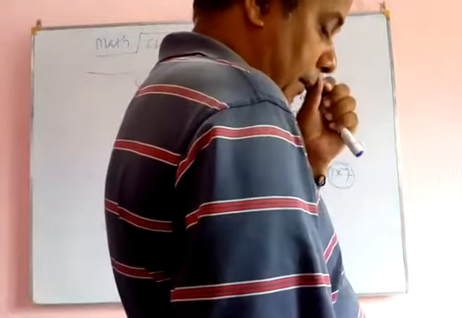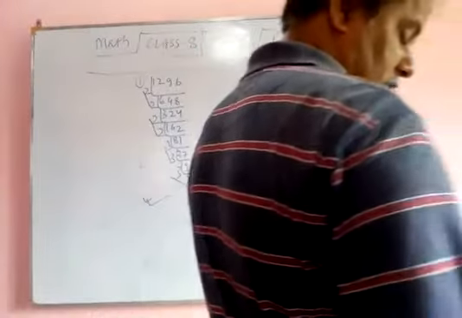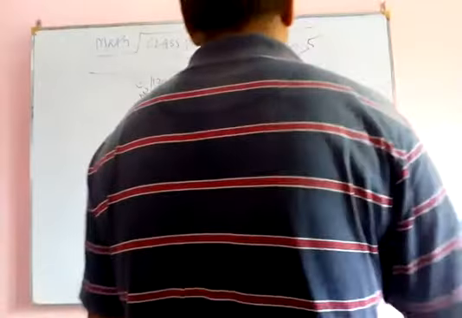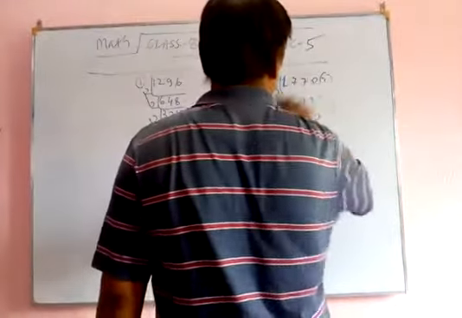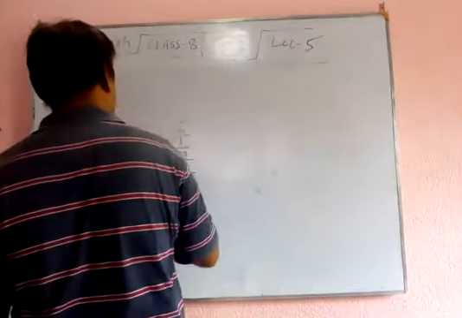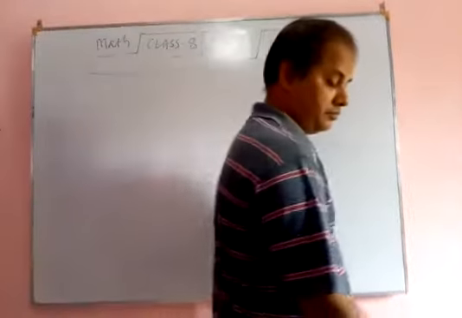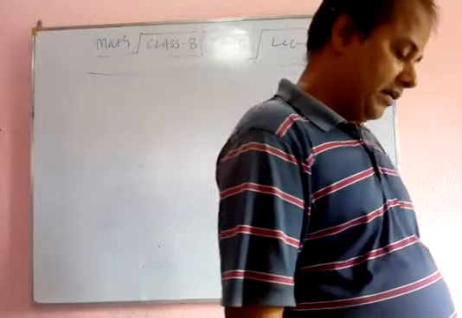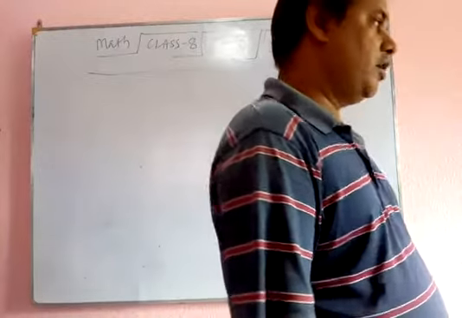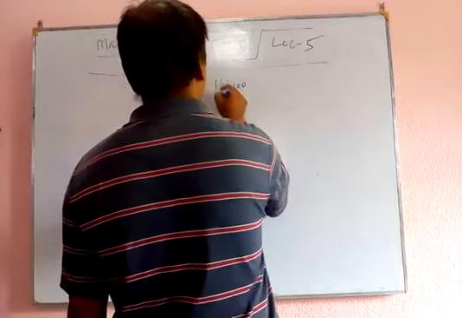Next topic is finding the square root of a perfect square. There are methods. One is the prime factorization method. By the prime factorization method, let us write the prime factors of 44100.